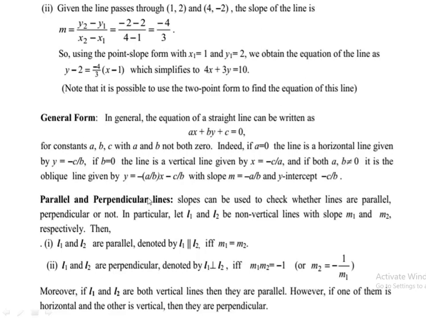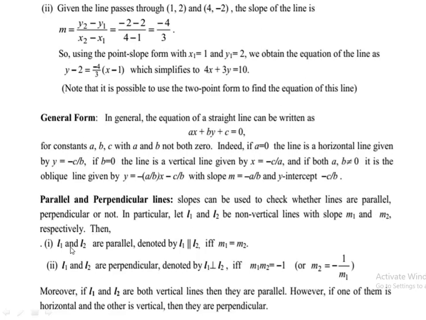Parallel and perpendicular lines. Slope can be used to check whether lines are parallel, perpendicular, or neither. In particular, let L1 and L2 be non-vertical lines with slopes m1 and m2 respectively. That means m1 is the slope of L1 and m2 is the slope of L2.